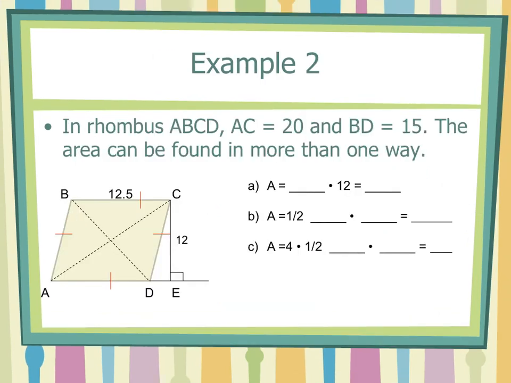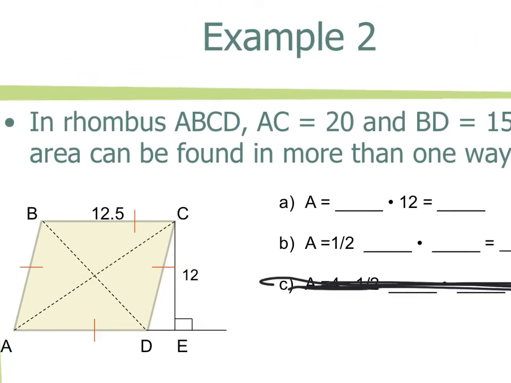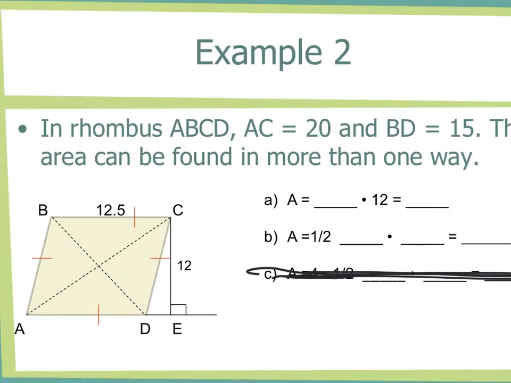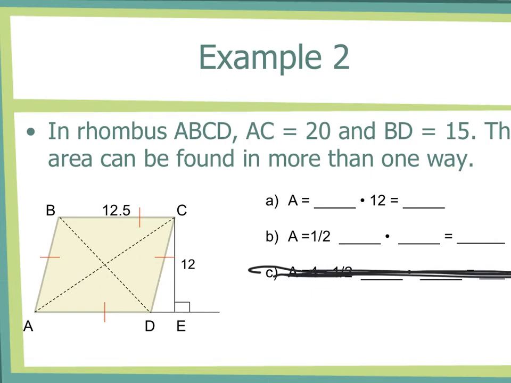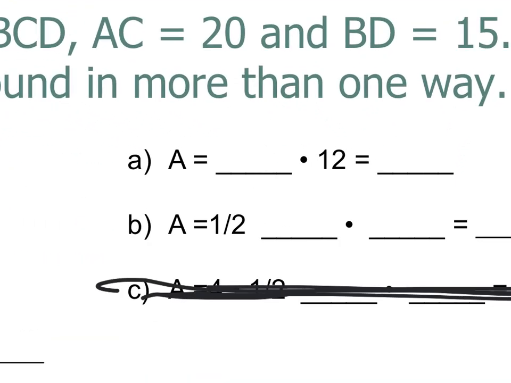So next we have a rhombus. In rhombus ABCD, AC is equal to 20 and BD is equal to 15. We can find the area in more than one way. So we're just going to look at A and B, and we can ignore C. We know that the area is 1/2 times diagonal 1 times diagonal 2.